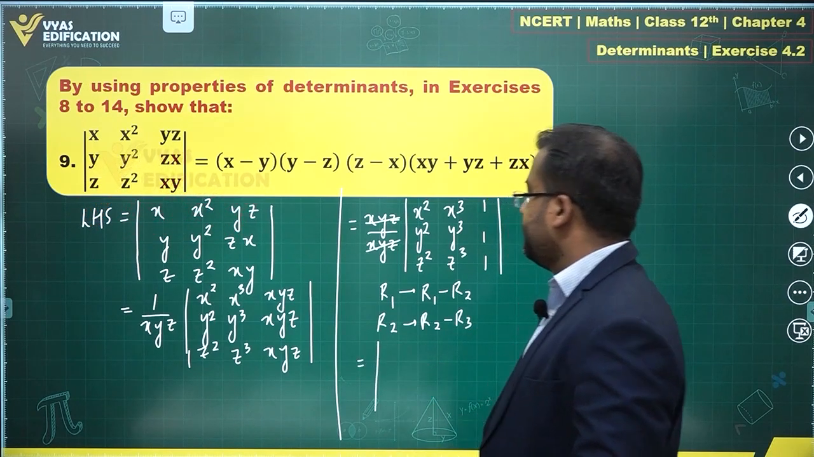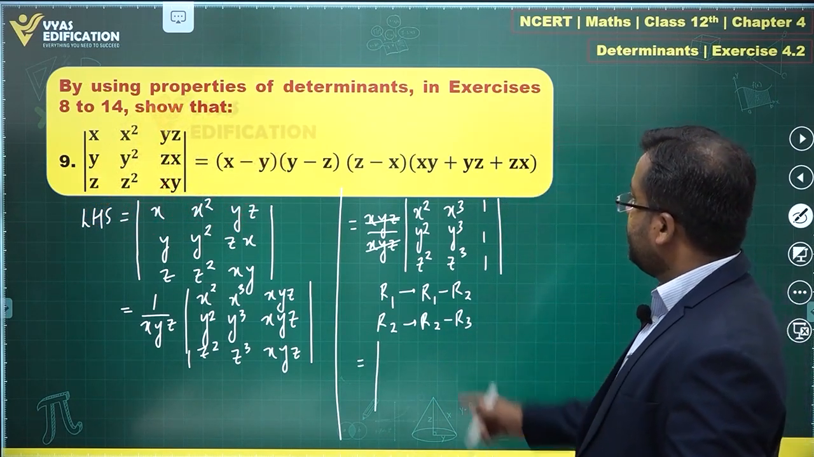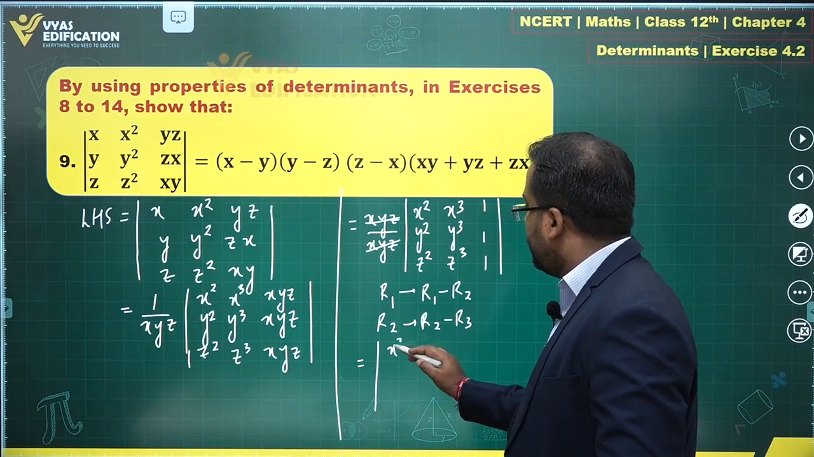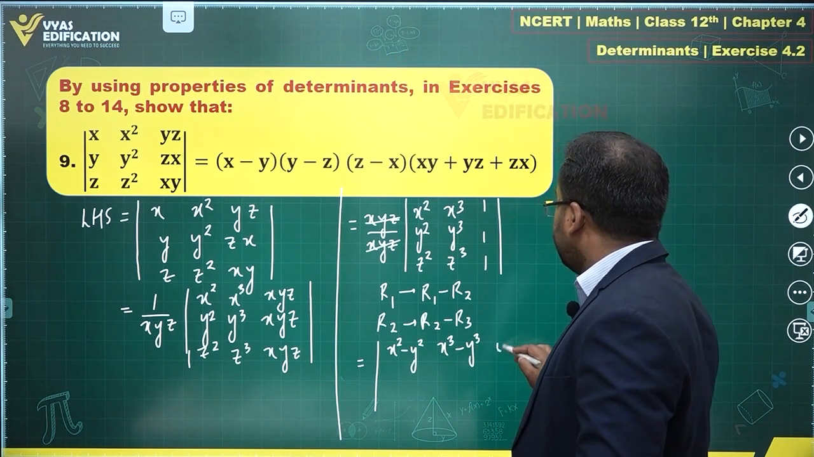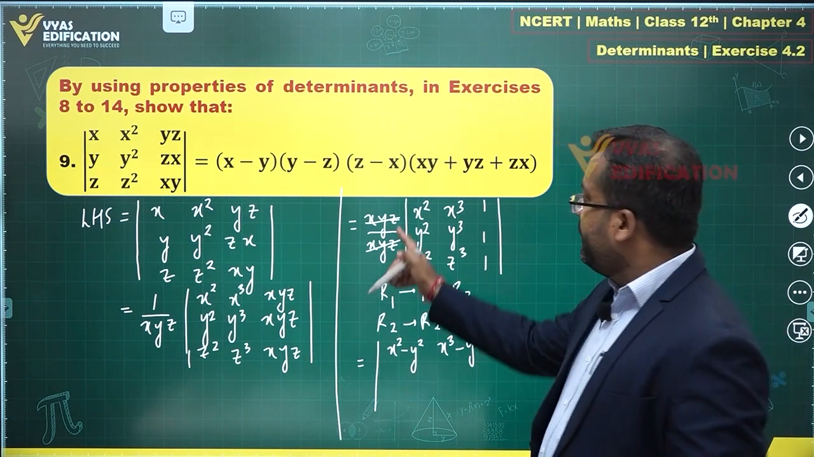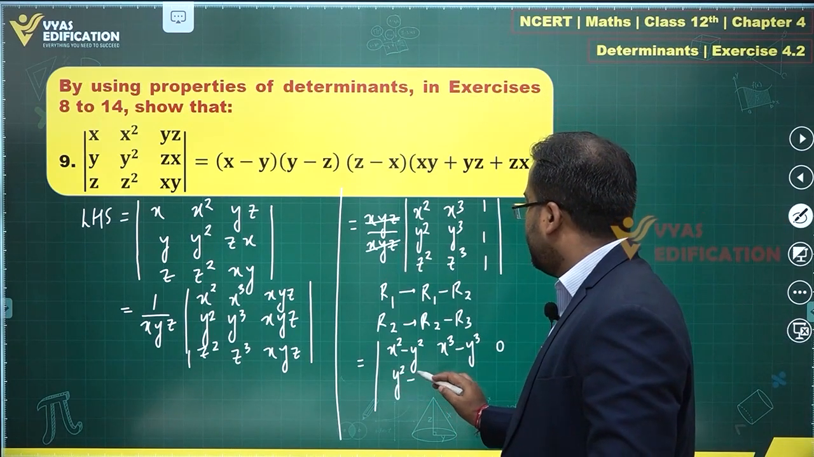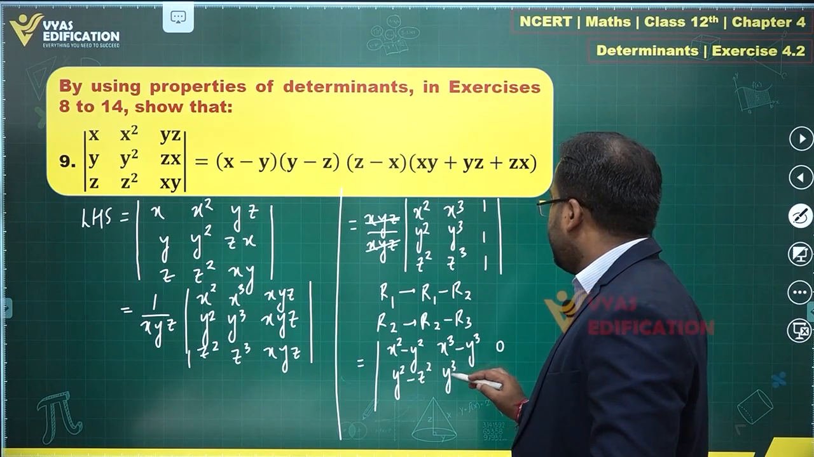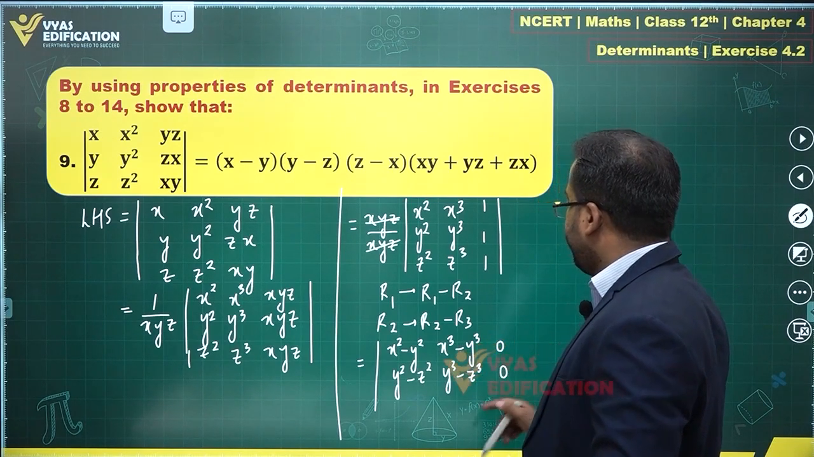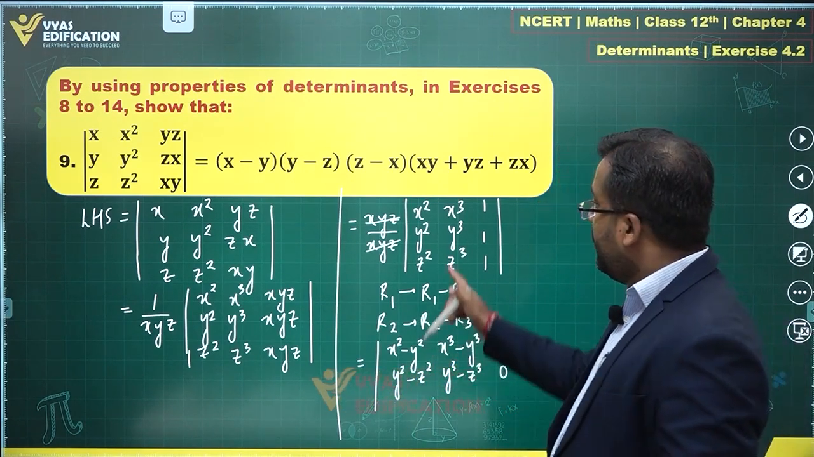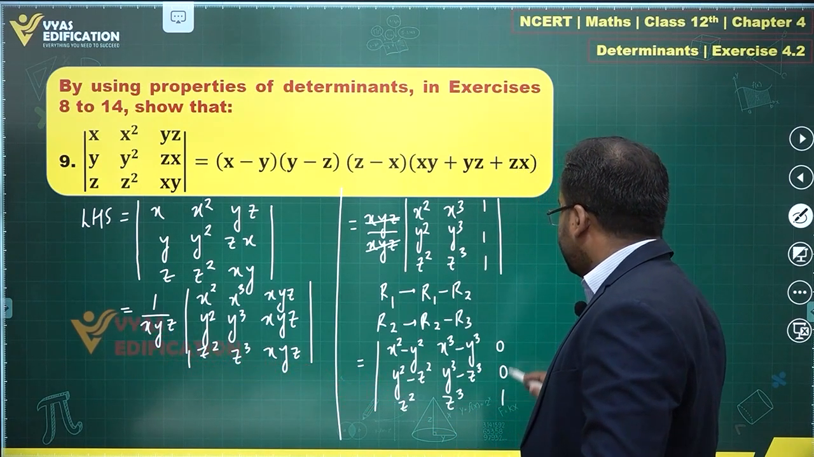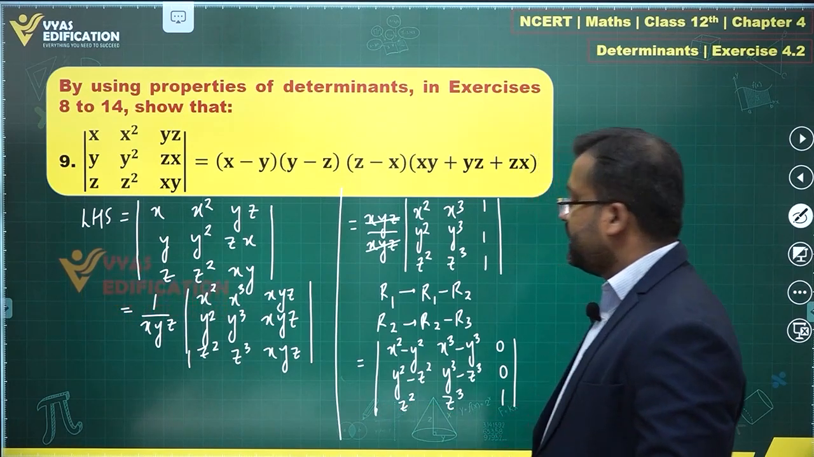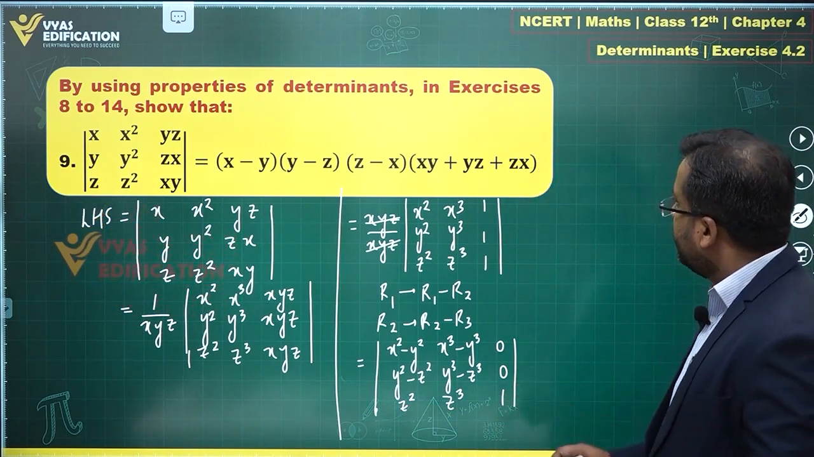And what will this give us? Let's take a look. This will be equal to x square minus y square, x power 3 minus y power 3, and a 0 over here. Then you have y square minus z square, y power 3 minus z power 3, and a 0, since R2 minus R3. And R3 will remain as it is: z square, z power 3, and 1. This is what you get.